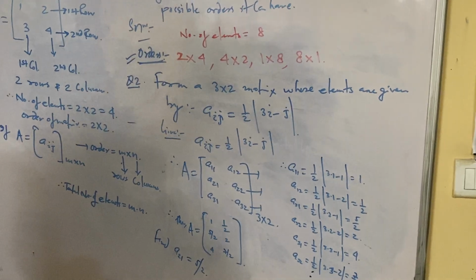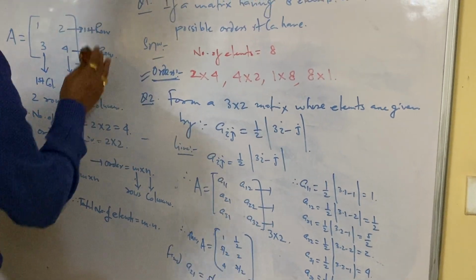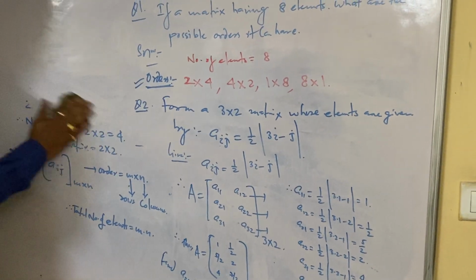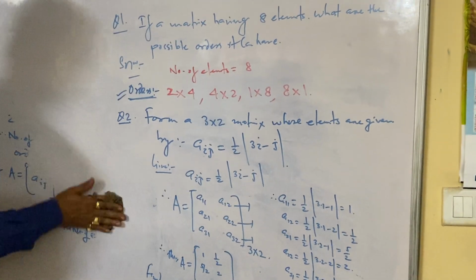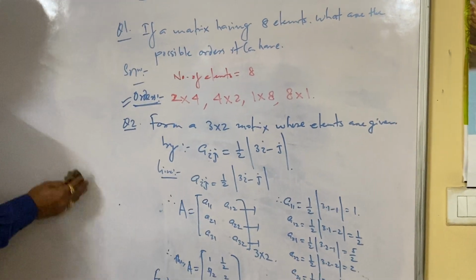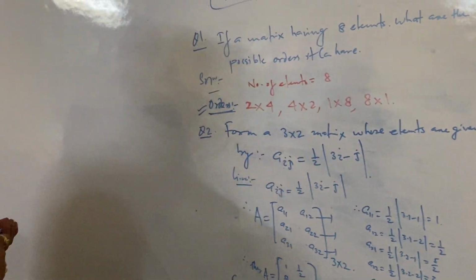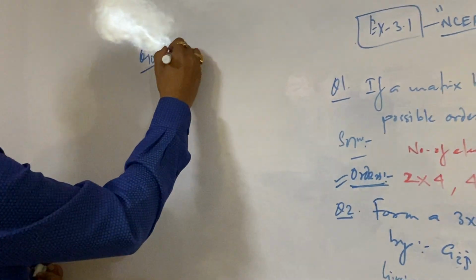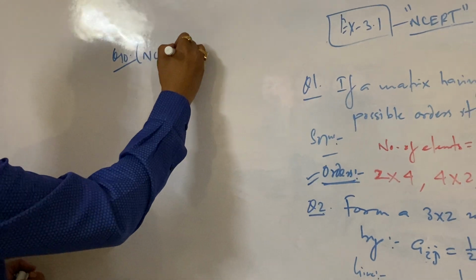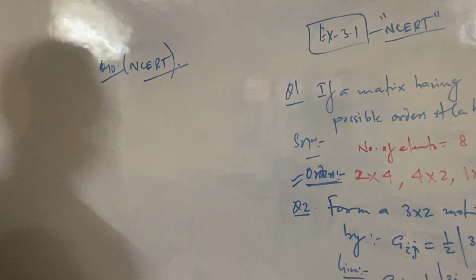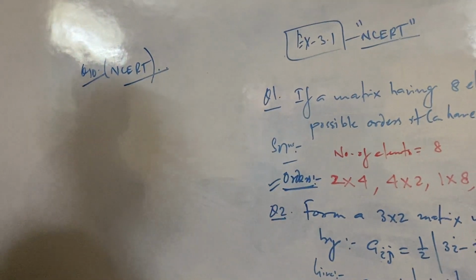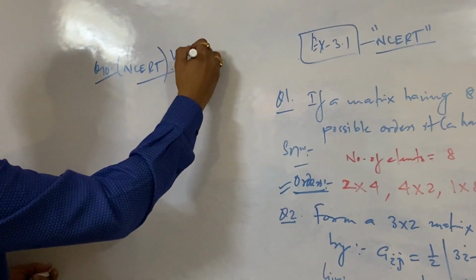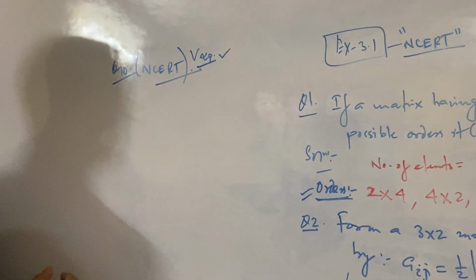If you see the textbook, the NCERT, in 3.1 question number 10 of NCERT is a very important sum. The sum looks very easy, but it is a bit tough. Let us discuss that question. It is question number 10 from your NCERT book, exercise 3.1. This is a very important sum, a good collection of questions for objective questions.